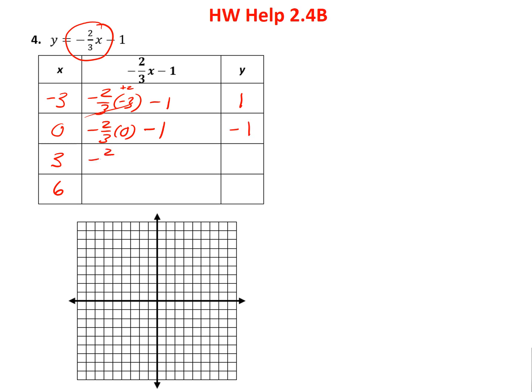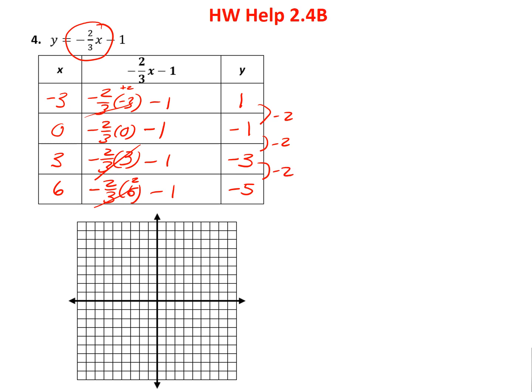And then -2/3 times 3. The 3's eliminate. I get -2 minus 1, so we get -3. And then we have -2/3 times 6. 3 goes into 6 2 times, so I have -4 minus 1, which is -5. All right. Notice that it's going down by -2.